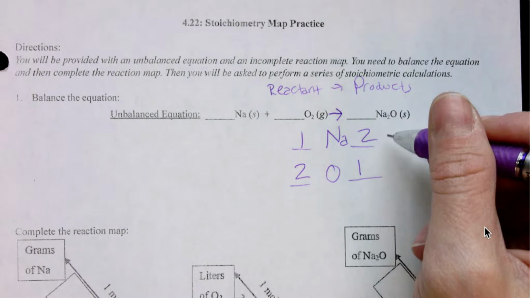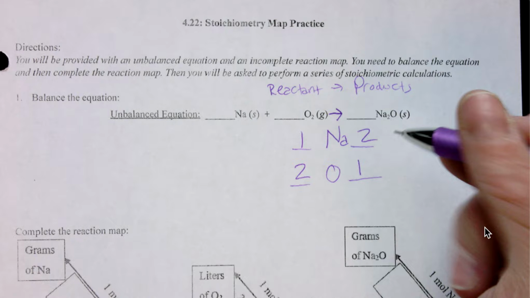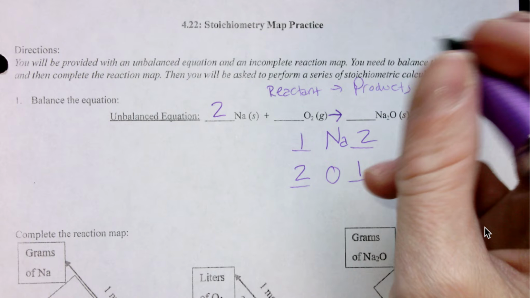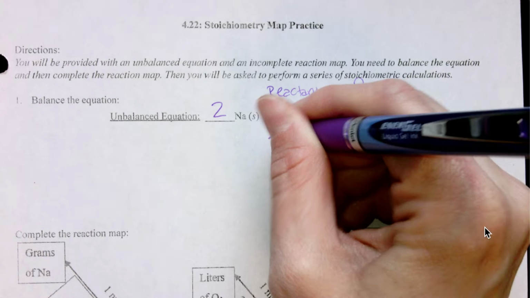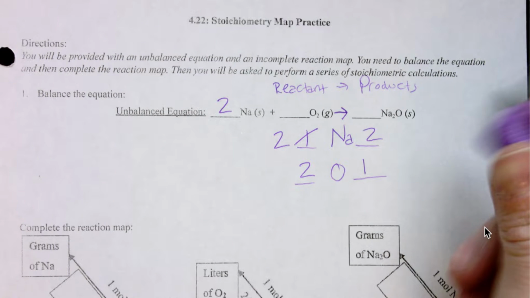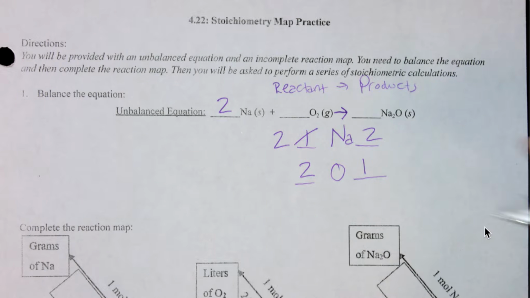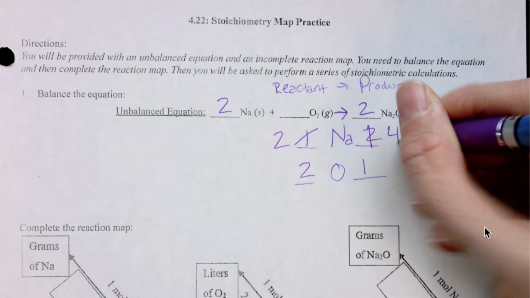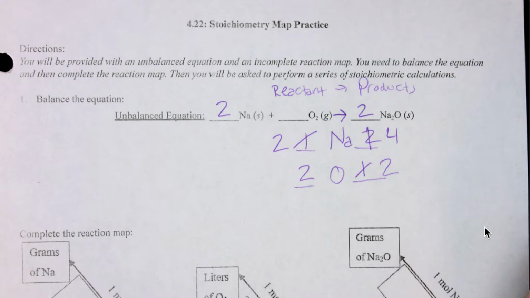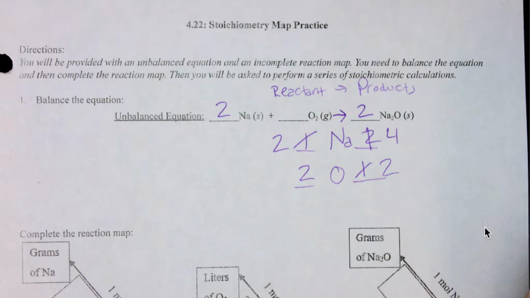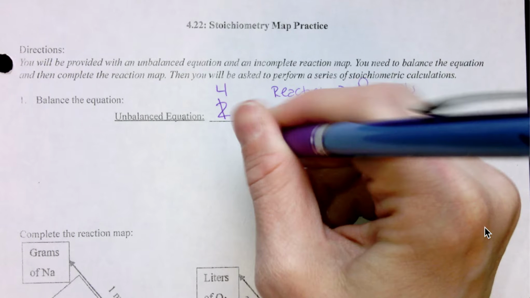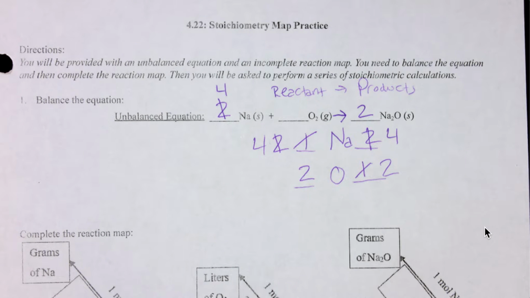So I want to try to balance my metal first. So I put a coefficient of 2 in front of my sodium, and then I distribute that. I then need to balance my oxygen, so I'm going to put a 2 in front of my sodium oxide and distribute that. So this 2 becomes a 4, this 1 becomes a 2, and now I just need to go back and balance my sodium. So I'm going to change this to a 4, and then I am balanced.